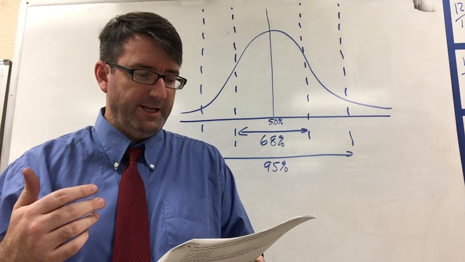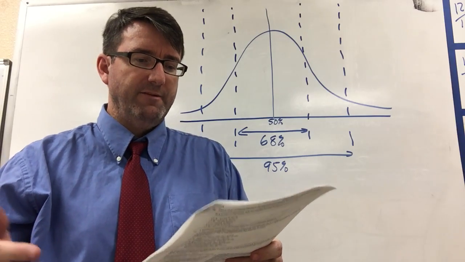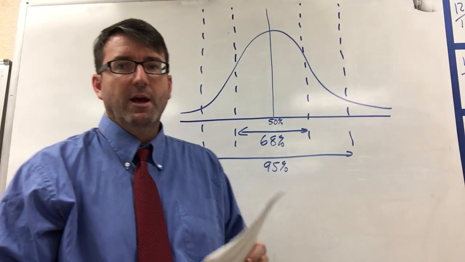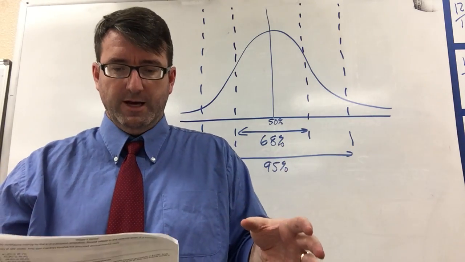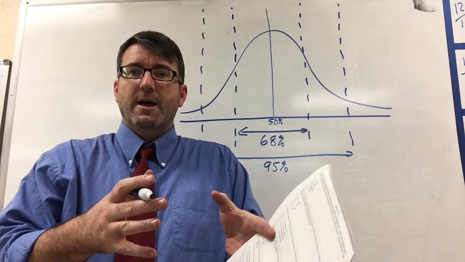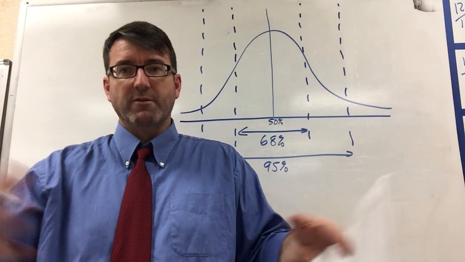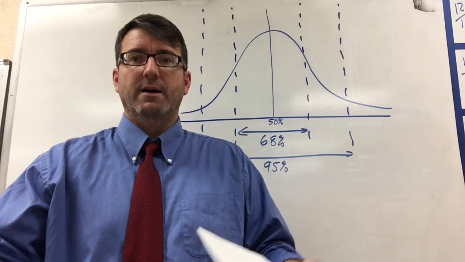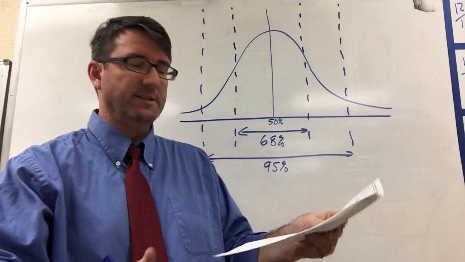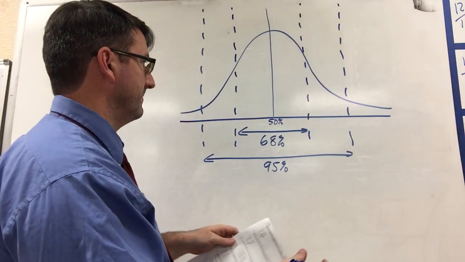All right, number 14 says find the standard score and the percentile for a data value 1.3 standard deviations above the mean. All right, so first of all, let's talk about what the standard score would be. A standard score, remember, is how many standard deviations above or below the mean a value is. And so if it's 1.3 standard deviations above the mean, that's going to be a standard score of positive 1.3.